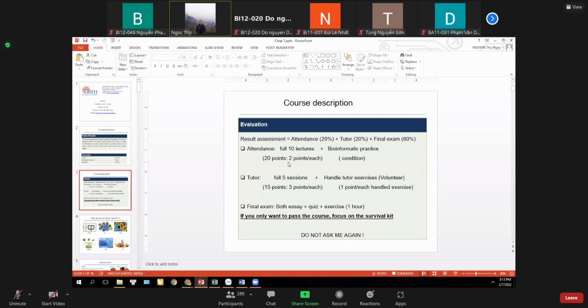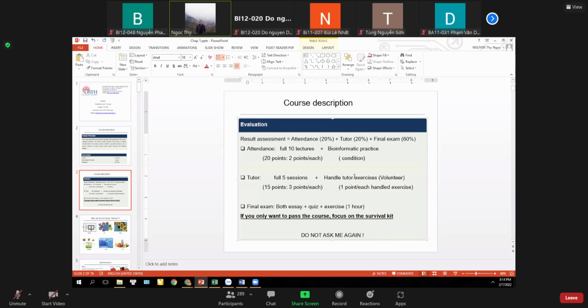For the tutor, 20% of the result is the tutor result. To get this result, you will have 5 tutor sessions for 5 chapters. If you attend all 5 sessions, you will have 15 points. If you miss any session, you will have a penalty of 3 points for each session whose attendance check you missed.